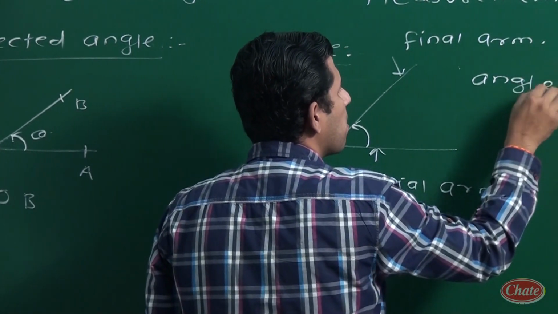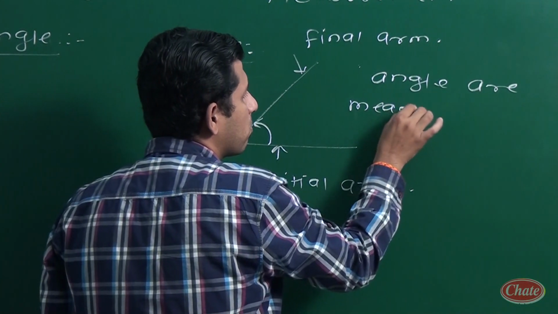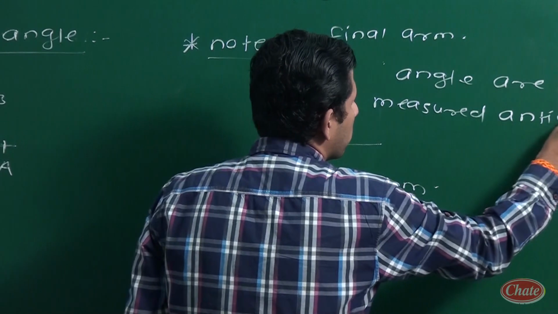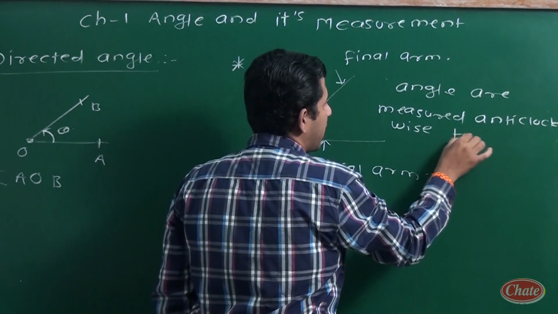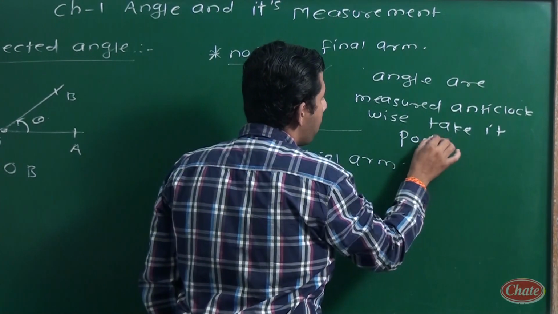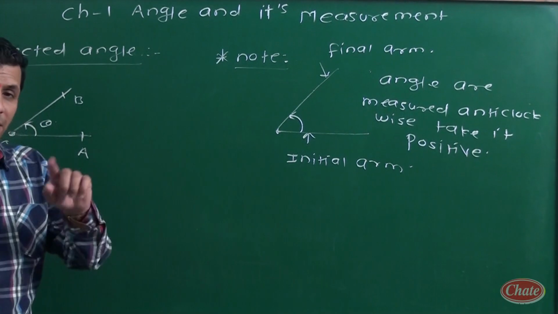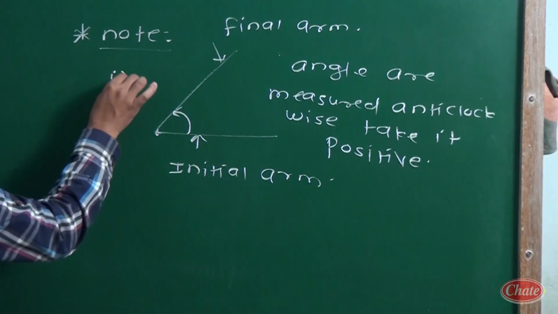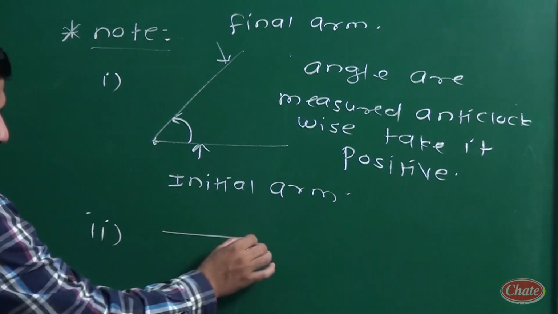And if angles are measured anticlockwise, take it positive. Anticlockwise angle, take it positive. This is our first note.